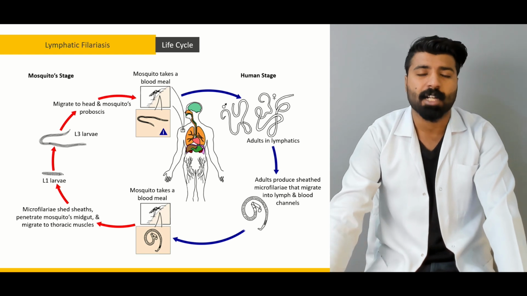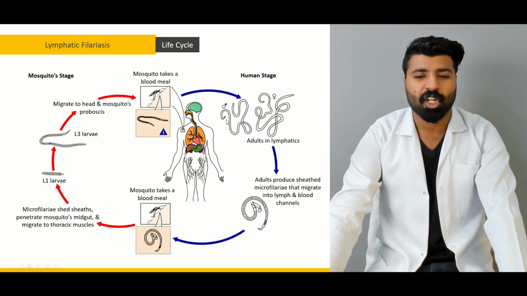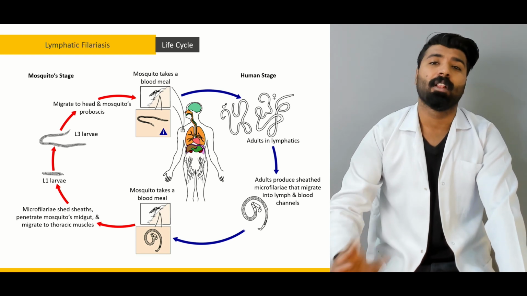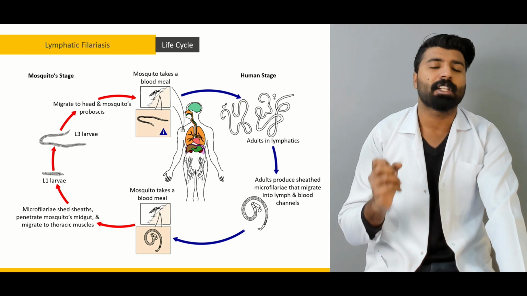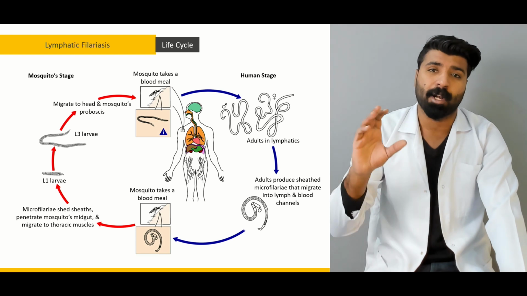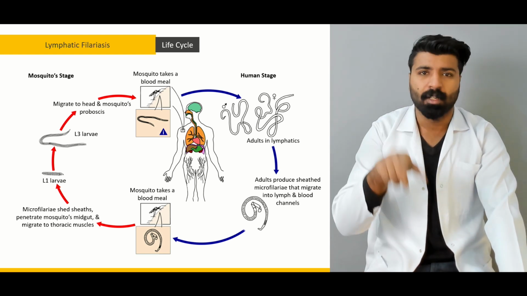So that's what's going to happen. It's going to go into the bloodstream of a human being just by a blood meal. Very simple. So the mosquito takes a blood meal. Now this L3 larva goes into the bloodstream. Once it goes into the bloodstream, it will go into the lymphatics. It will go into all other systems. It will reproduce. It will lead to other microfilariae. Those microfilariae are going to go into the blood again, and the cycle continues.